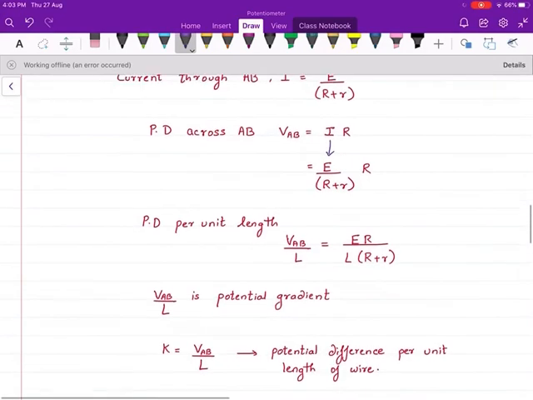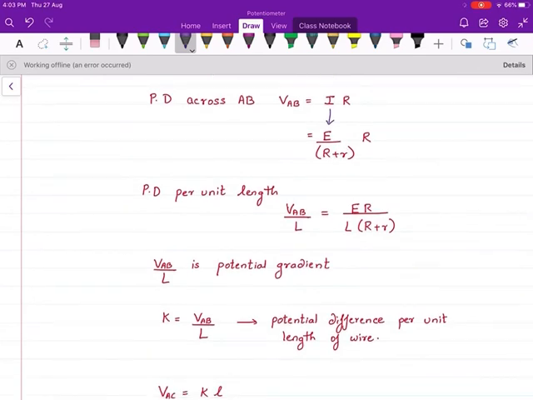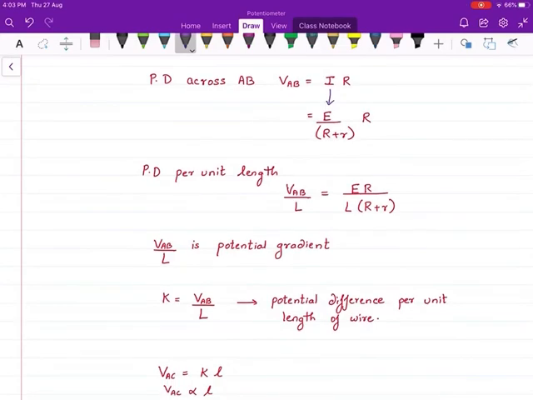Okay. Now the potential difference per unit length. We want to find the potential difference per unit length. What is this? E upon R plus r into R, which is equal to VAB, the potential difference across the entire length. So for length L, if the potential difference is VAB, what will be the potential difference for unit length? That will be VAB divided by L. So I divide both the sides by L. So I get VAB upon L is equal to ER upon L into R plus r.